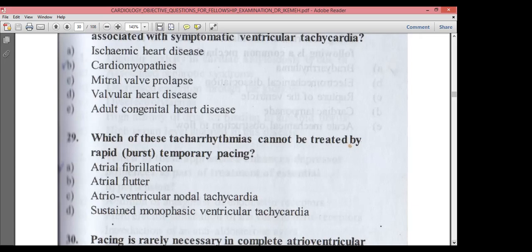But the ones that you can use temporary pacing to treat, you can use it for supraventricular tachycardia, and we know that atrioventricular nodal tachycardia is a form of supraventricular tachycardia, and you can also use it for sustained VT. Any comments?